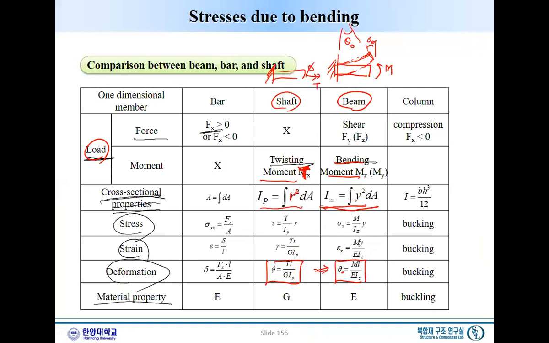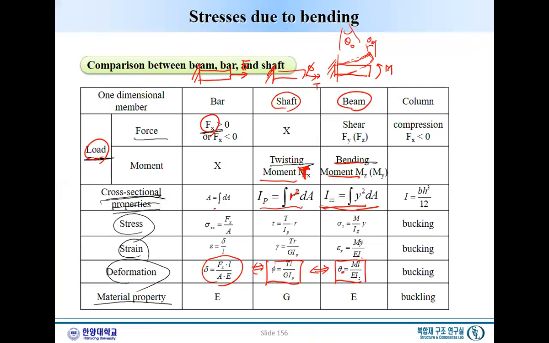Compared to this, quite a similarity, right? So instead of T, M; L, L; G, E; I_P and I_Z. And even compared to a bar, where this bar is subject to a force F. So we have a force Fx, and now delta is FL divided by AE, or EA, it is all the same.